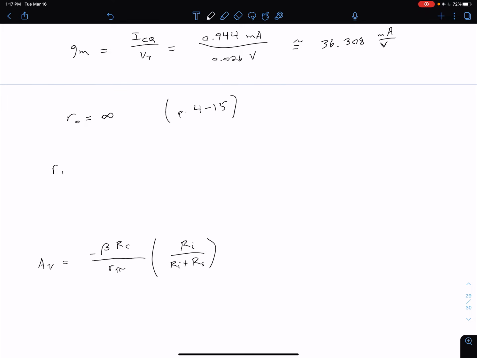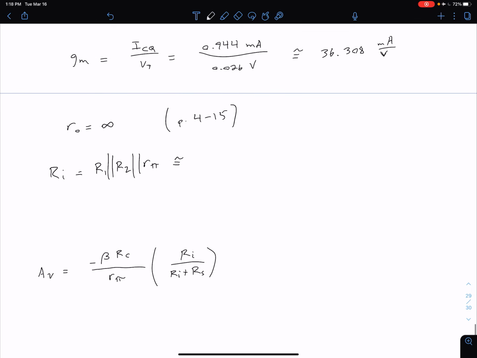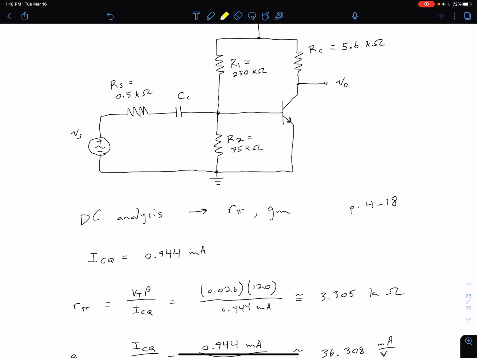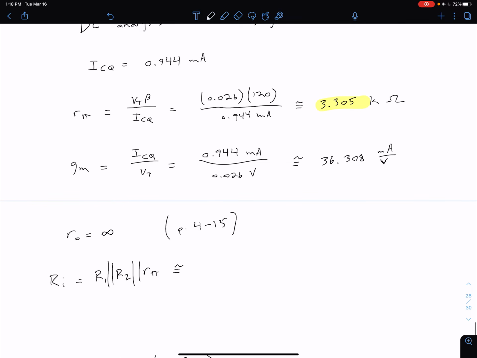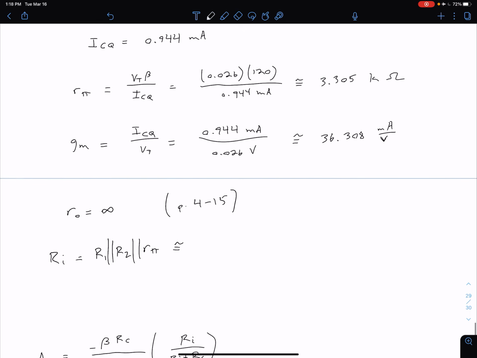So our Ri, that's capital I, we had defined as being R1 parallel R2 parallel R pi. And again, I'm not necessarily showing where these equations come from. We did that previously. Now I'm just plugging in our values. We have our R1 and R2 given in the circuit, as well as our R pi value, which we just calculated here.